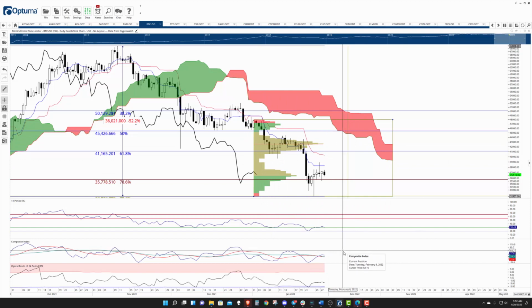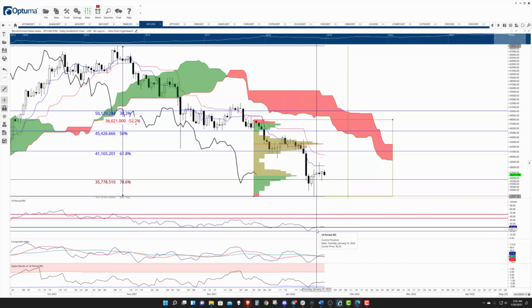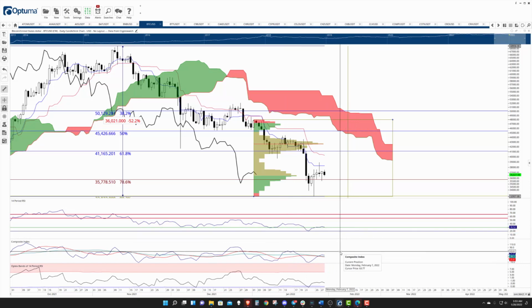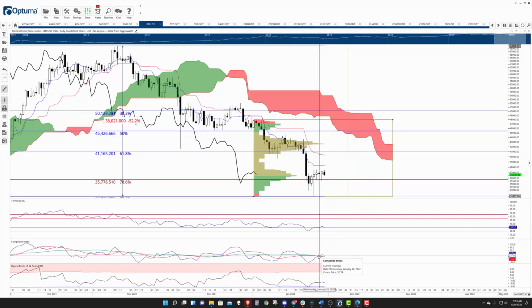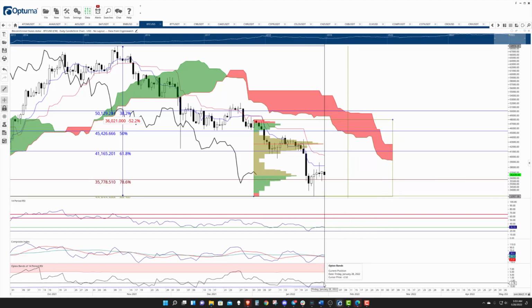From an oscillator perspective on the daily chart, there's an absence of any type of bearish continuation in the form of a hidden bearish divergence or regular bearish divergence. Everything's pretty neutral here. The RSI is testing the first oversold level in a bear market at 30. The composite index is very neutral. It just crossed above its moving averages from neutral conditions, which is usually a very strong bullish move, but we haven't really seen any follow through yet. And then the optics bands are leaning towards the oversold condition, but that's still pretty neutral.